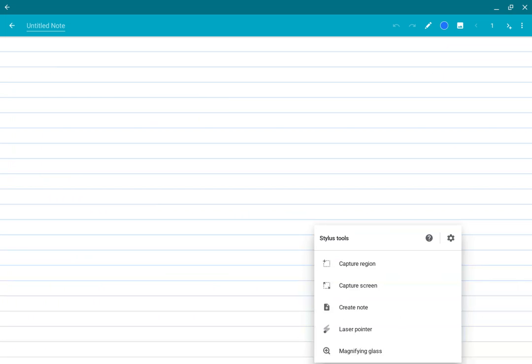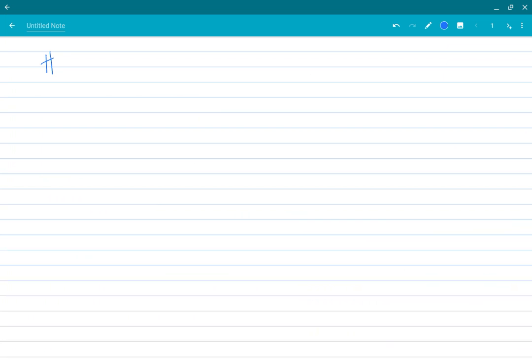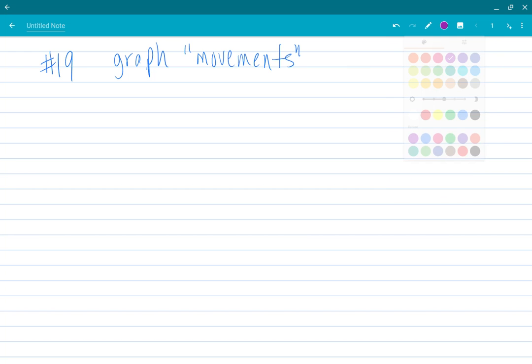All right, so this note is going to be number 19. Number 19. This is going to be called graph movements. So you can either move up or down or left and right. And does the word movement sound very fancy? Does it sound technical? No. Nope, it doesn't. Here's the real word.